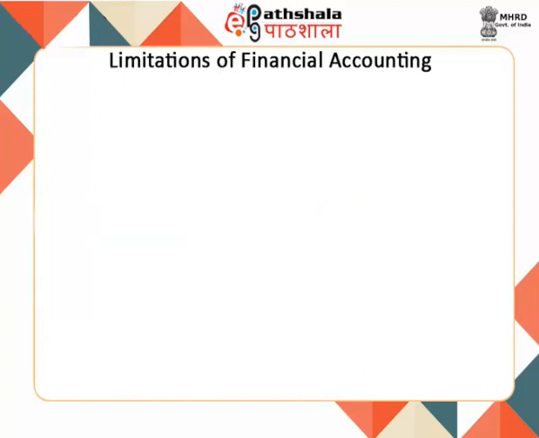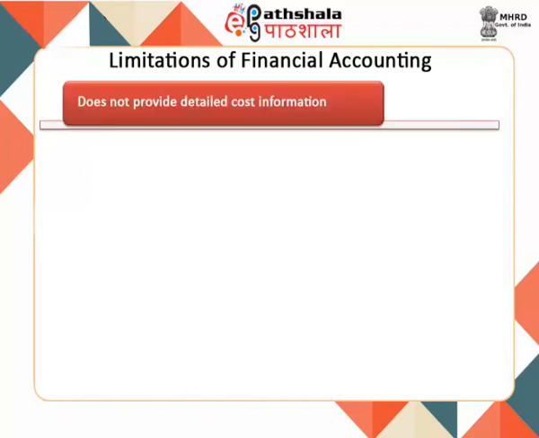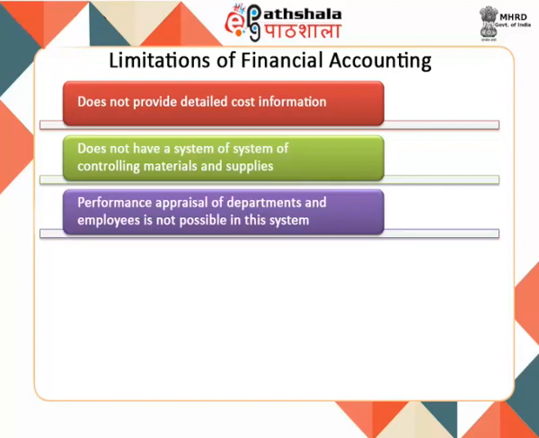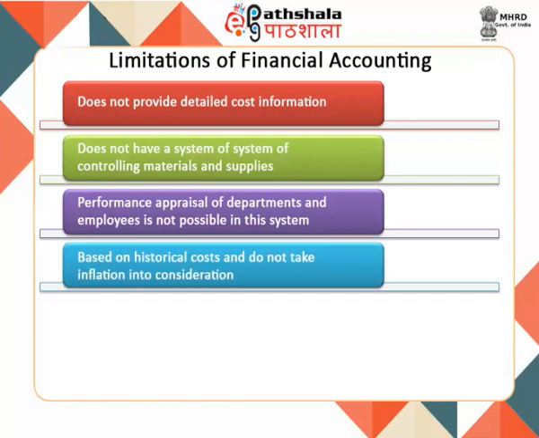Limitations of financial accounting. Number one, it does not provide detailed cost information. Number two, financial accounting does not have a system of controlling materials and supplies. Number three, performance appraisal of departments and employees is not possible in this system. Number four, financial records are based on historical costs and do not take inflation into consideration.